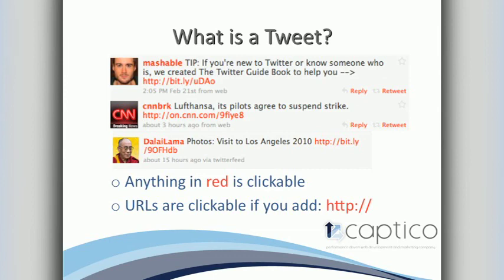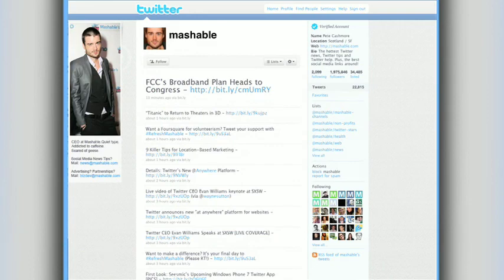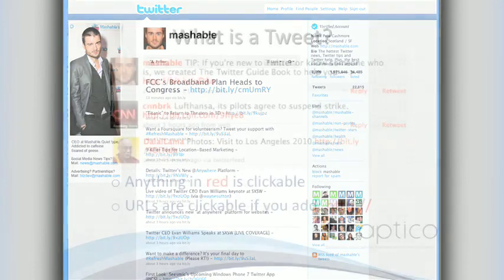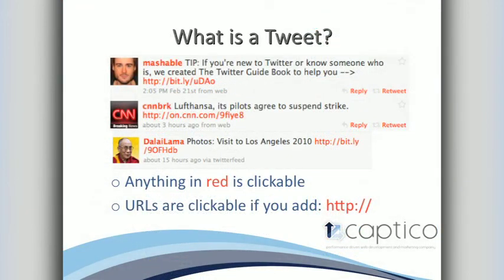Anything that's in a different font color, in this case red, is clickable. So if you click on the name Mashable, it will take you to his profile in his account and show you all of the tweets that he's posted. You can also see that the URL that he includes is clickable, and it's also in red. So a good rule of thumb is if you type in http://, anything that you write after that will be a URL and will become clickable to other people.